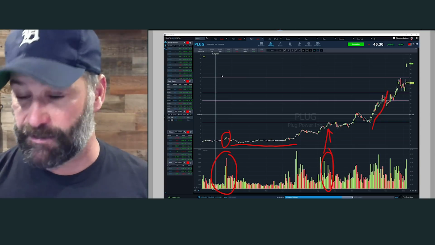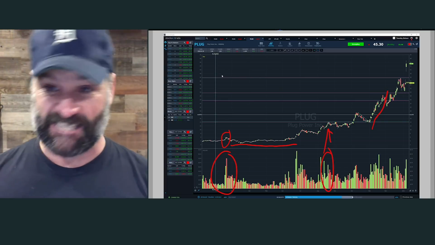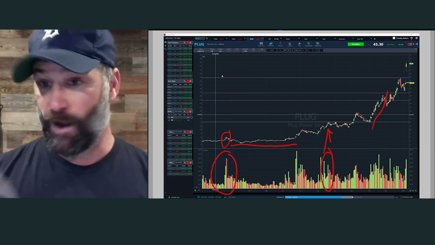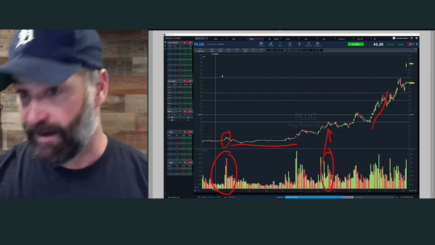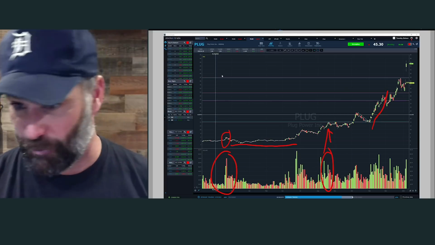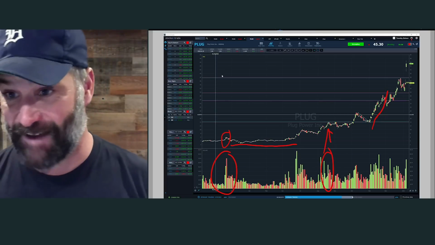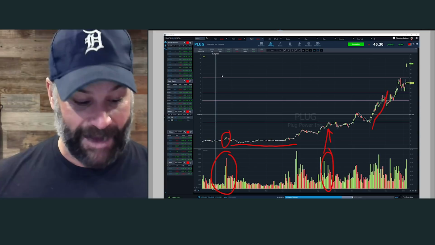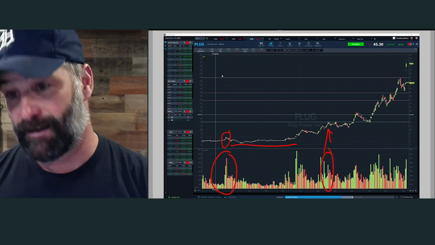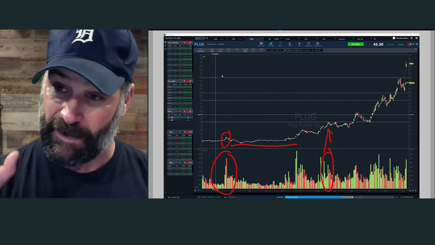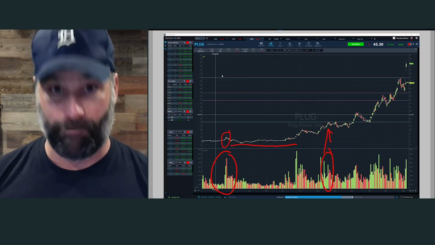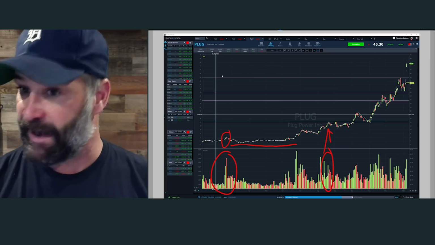And you've got 1, 2, 3, 4, 5, 6 green days in a row, 1 small red day, 2 more green days, 1 small red day, and another green day. So that's 9 green days out of 11 trading days. It's a heck of a move, and it's preceded by that bounce off of support. And then it repeats again.